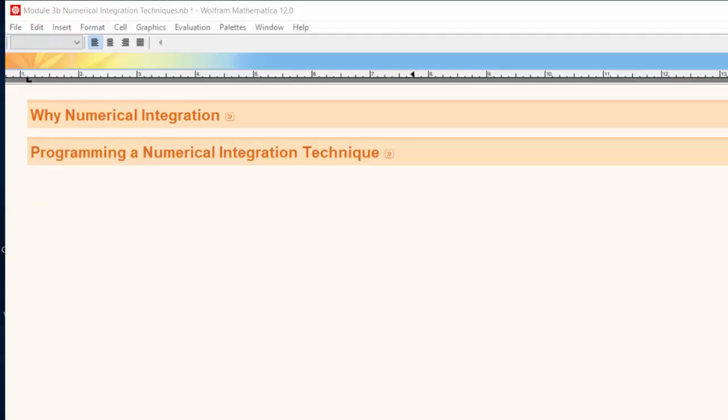In this video, we're going to be discussing numerical integration. We're going to have two main goals. First, we're going to discuss why use a numerical technique, and after that, we're going to program a specific method, the left sum approximation.